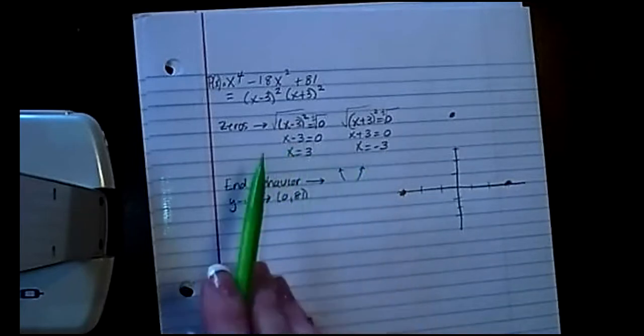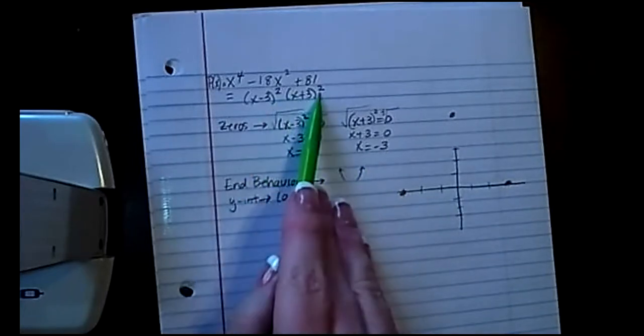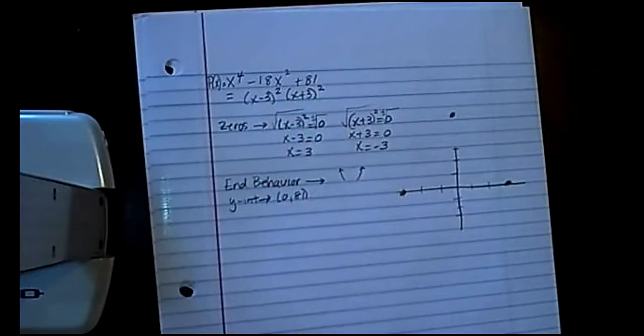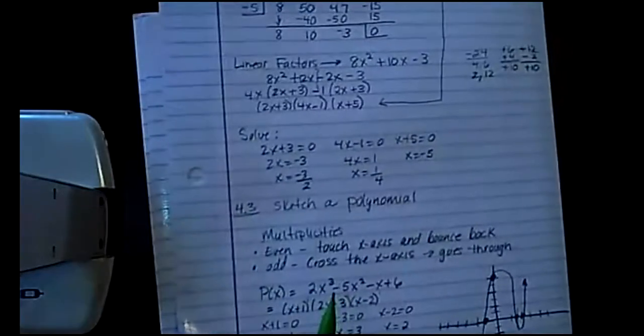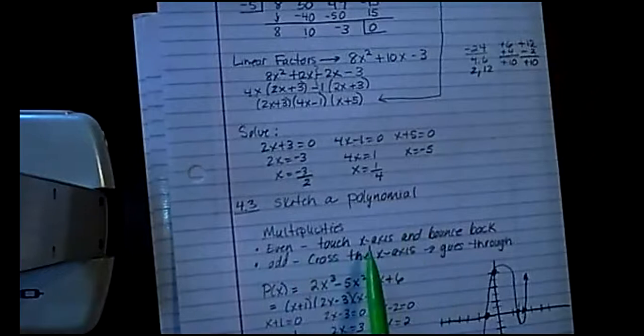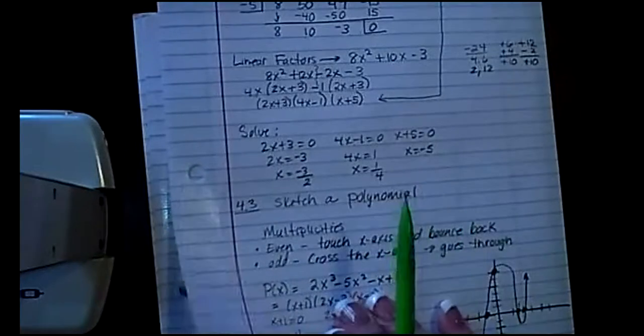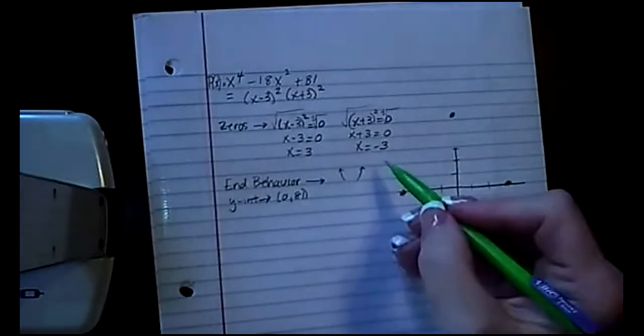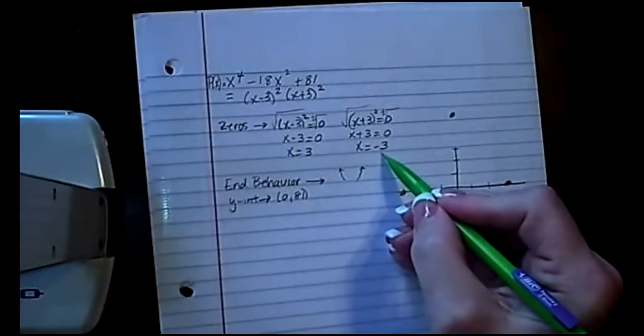Okay, now think about this. These are even. So when we talk about our multiplicities, what did we say when our multiplicities are even? They're going to touch the x-axis and bounce back that same direction. So that means we're going to start here somewhere.